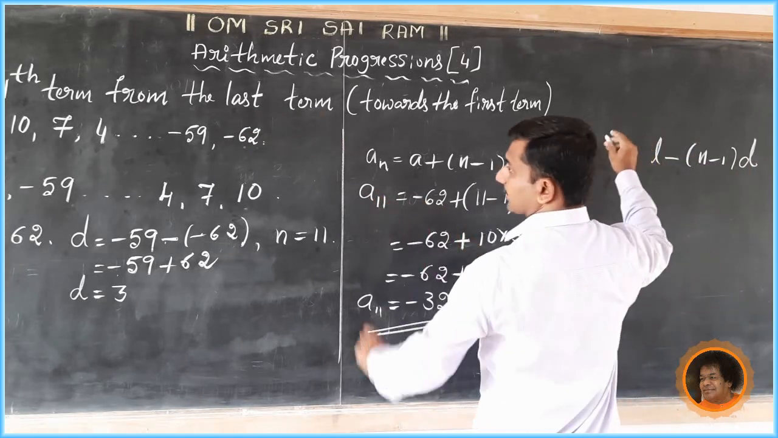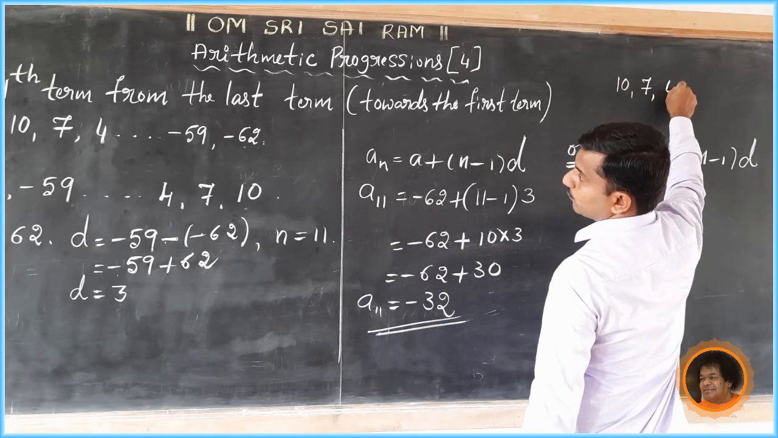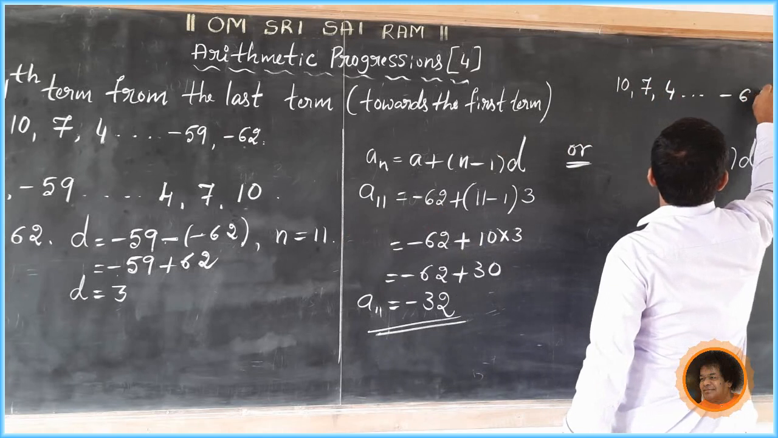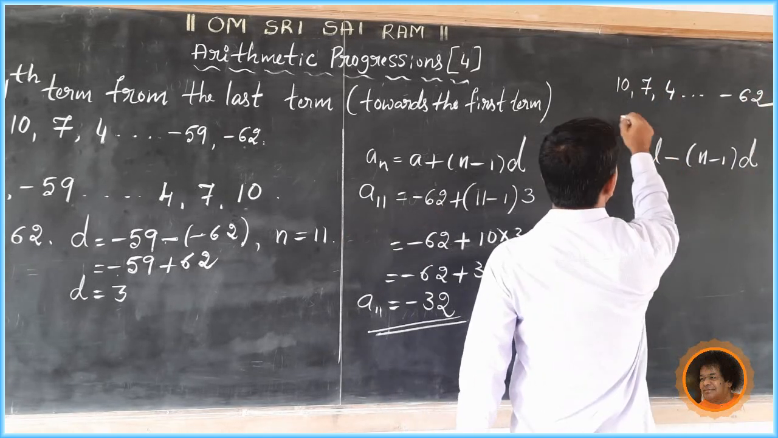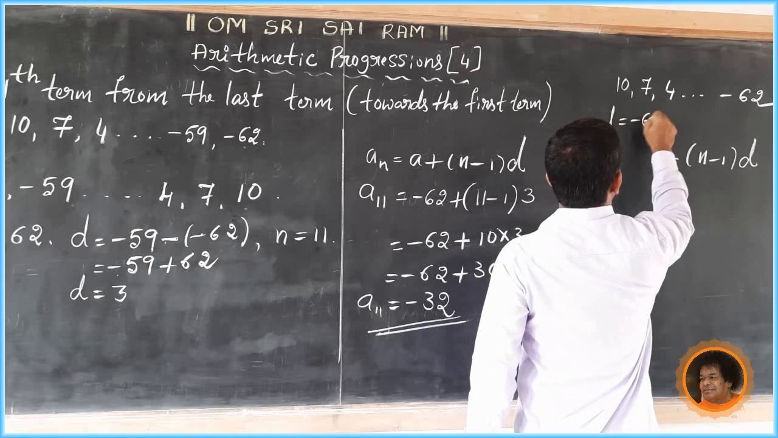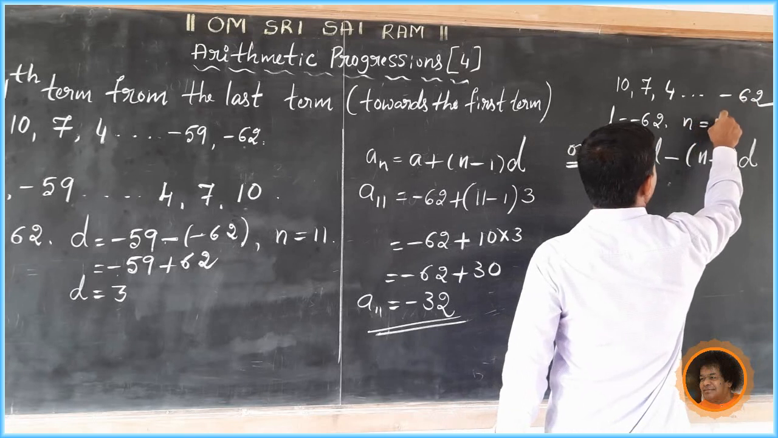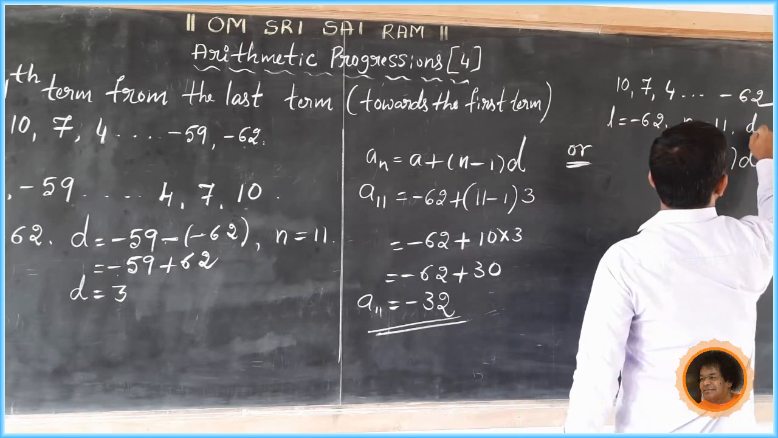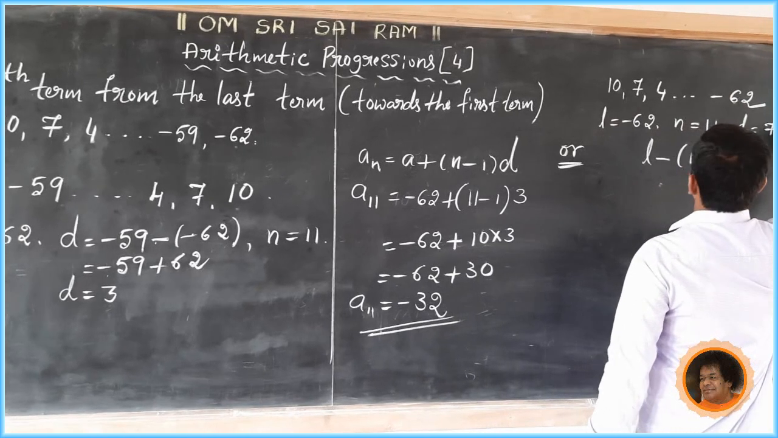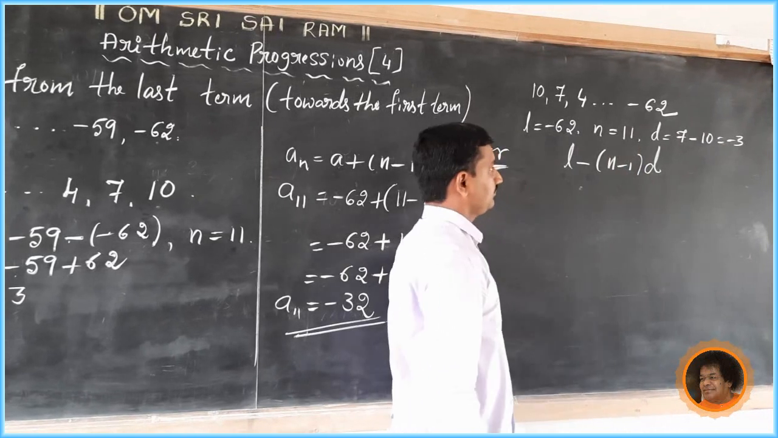Now the given AP 10, 7, 4, so on, minus 62. So what is the last term? L equal to minus 62. L means the last term. So n number of terms, find the 11th term, n equal to 11. So what is the common difference? d equal to 7 minus 10 equal to minus 3.